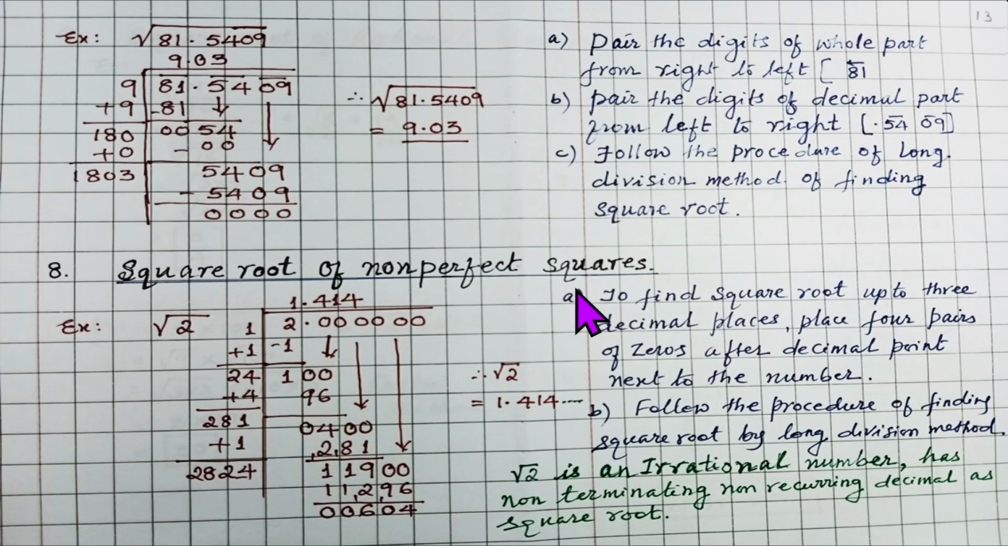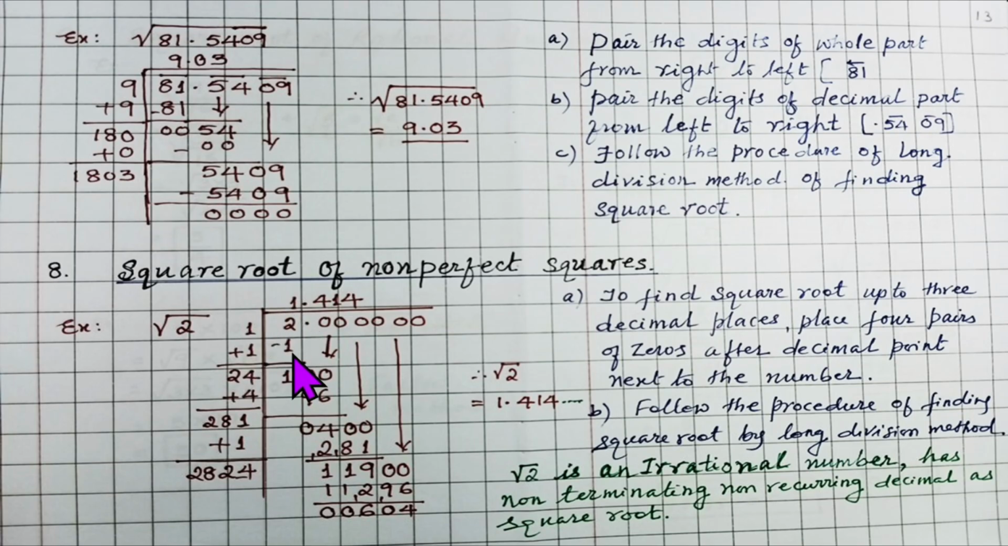Now to find the square root of non-perfect squares, we know that 2 is a non-perfect square and the square root of 2, being an irrational number, will have a non-terminating and non-recurring decimal expansion, and to find the square root of 2 we can go by the long division method. Now let us understand how to do that. Let us say for example you want 3 decimal places, so you have to put 6 zeros there after the decimal point. So we have got 1 pair, 2 pair, 3 pair and the 1 pair in the whole part. Now take the whole part first.